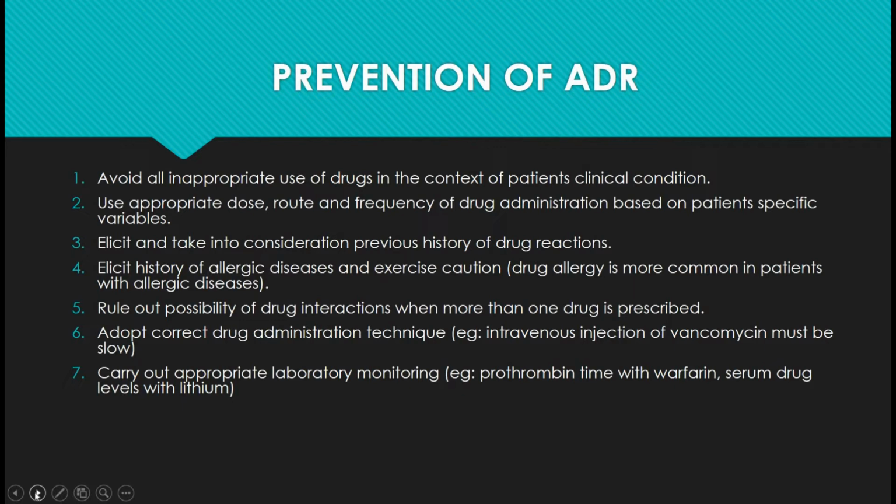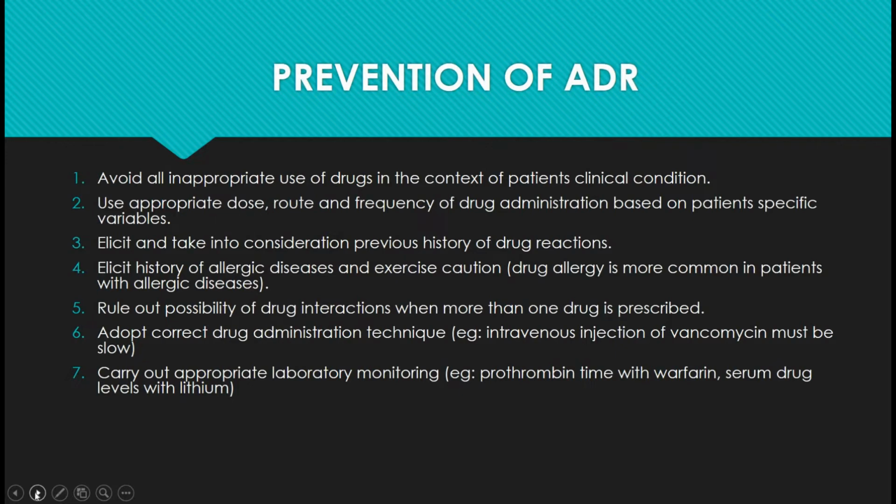Next is to elicit and take into consideration the previous history. That is very important. You need to know the history of the patient as well as the history of drug reactions, because you never know which drug can react with which other drug. That is drug-drug interactions or drug-food interactions, a very vital point. Next is the history of allergic diseases of the patient. Then rule out the possibility of drug interactions, that is, with the previous prescription, you need to match it.